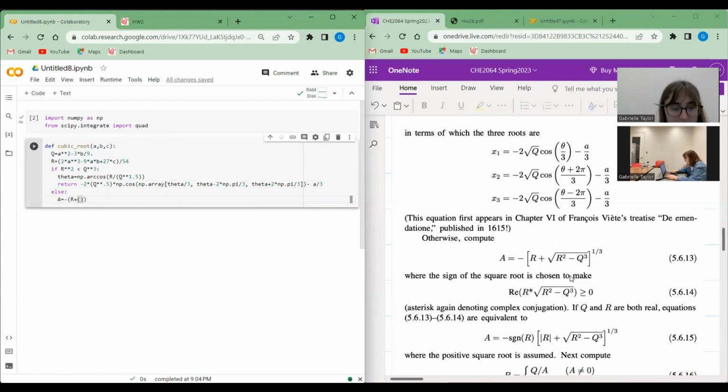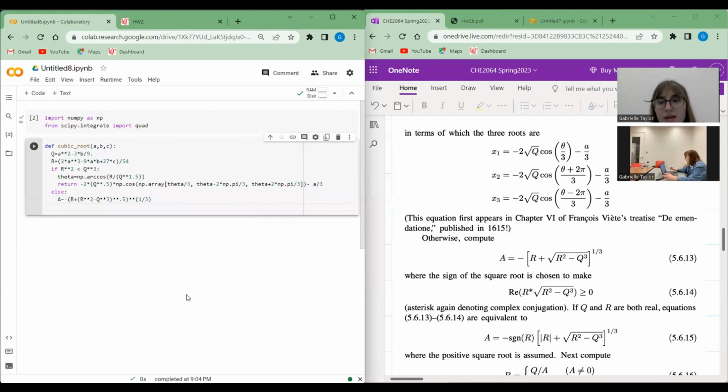So then inside it's going to be r squared minus q cubed. And then this is going to be 1/2, 1.5. It's going to be 0.5. So this seems right. And then we're going to have to cube, do this to the power of the third. Okay.